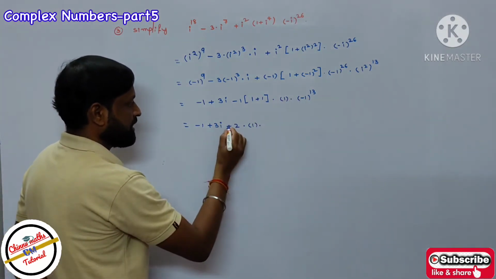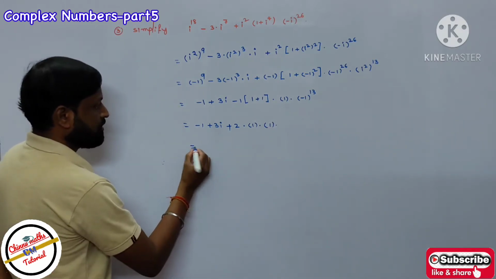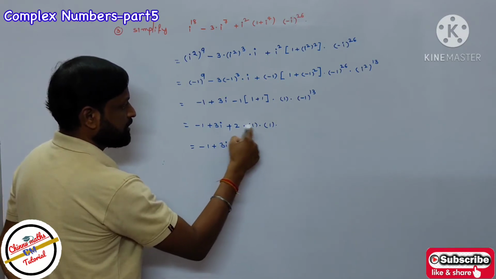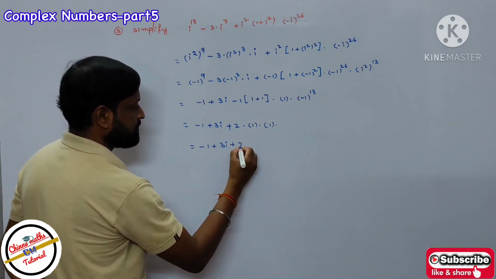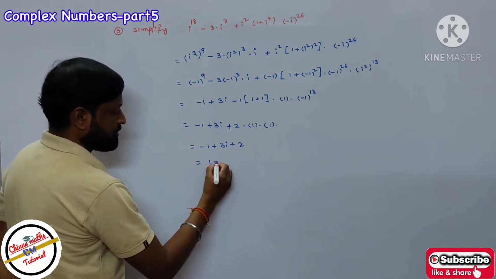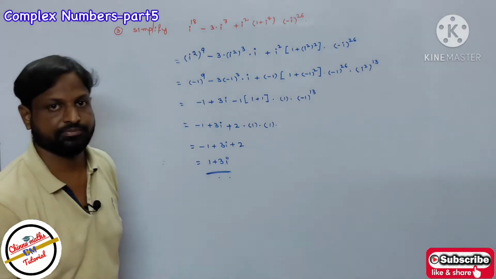Minus into minus, again plus into 1. So finally you have to write minus 1 plus 3i plus 2 into 1 into 1, so that is equal to 2. So then plus 2 minus 1 equal to 1, so 1 plus 3i. It is our final solution.